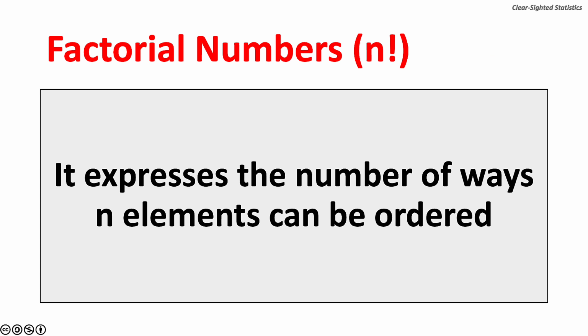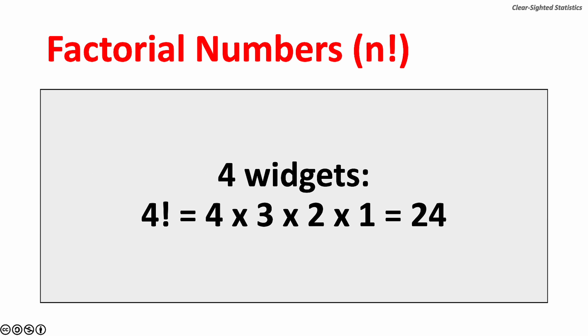Factorial numbers express the way n elements can be ordered. Factorial numbers include an exclamation mark after the number. With factorial numbers, we multiply all whole numbers from our chosen number down to 1. 4 factorial equals 4 times 3 times 2 times 1, which equals 24. There are 24 ways to arrange 4 widgets.